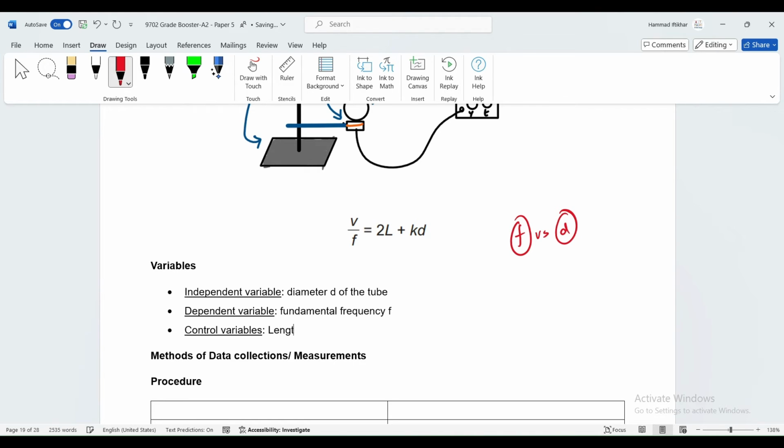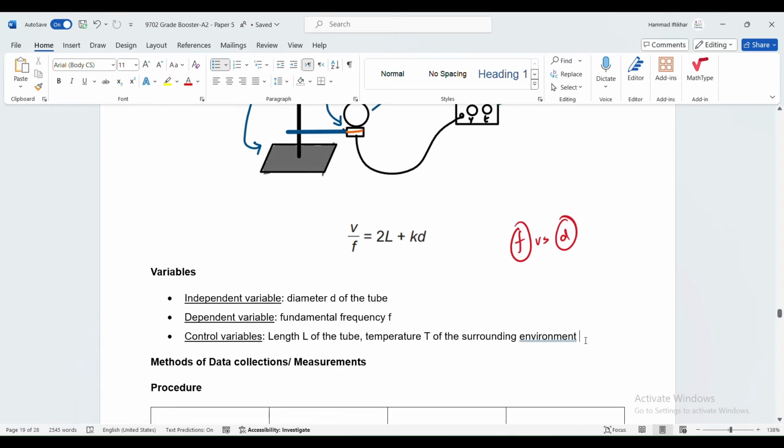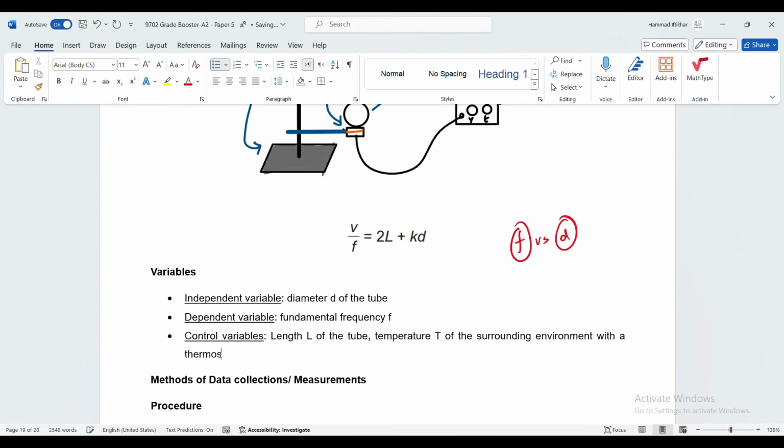Length L of the tube. The speed of sound we can't actually control, but we can control it with the temperature of the surrounding environment, with a thermostat. We know that if the temperature changes, the speed of sound will slightly change.